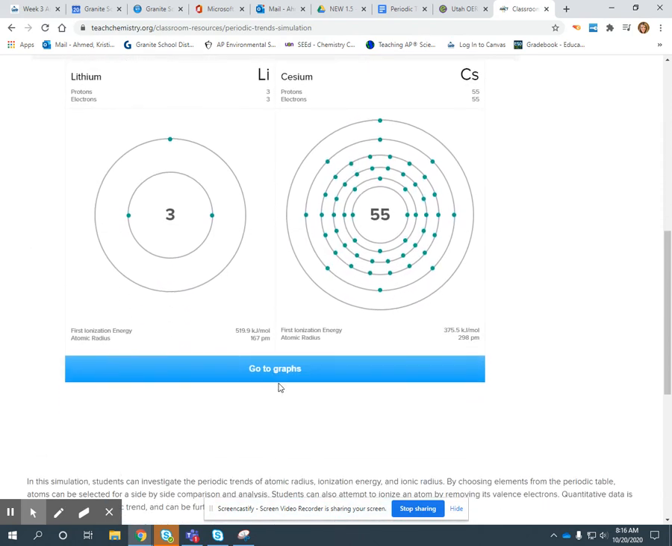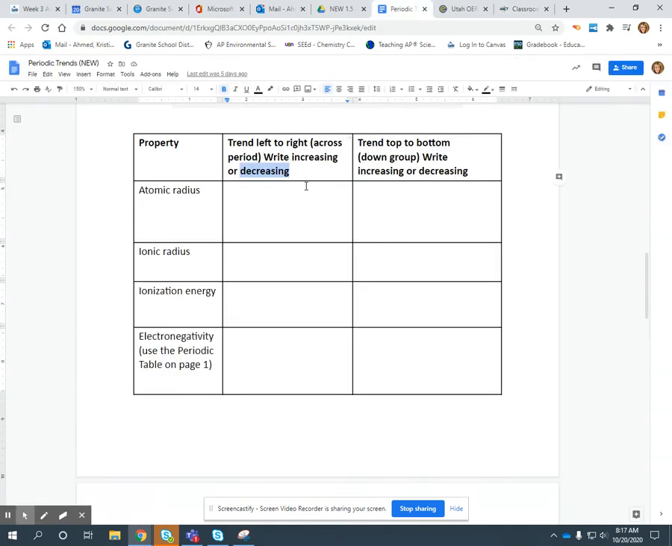Again, the trend that I'm investigating is atomic radius. So again, I go back and look at these numbers. Atomic radius for lithium with 3 protons is 167 picometers. The atomic radius for cesium with 55 protons is 298 picometers. So if I go back to my chart, top to bottom, what I notice happening is that my atomic radius is actually increasing. So I would write increasing in this space.